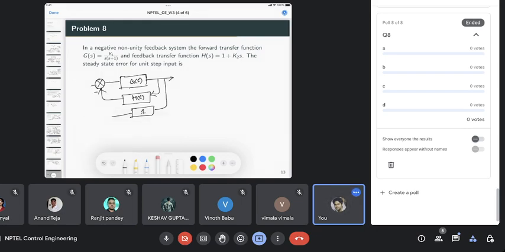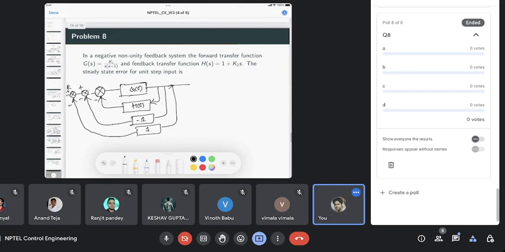Let me add 2 blocks. This is input R, and I am adding 2 blocks: a minus 1 first, then a plus 1. Is it equivalent to the original system without these 2? Because I have added minus 1 and plus 1, right? Is it clear?